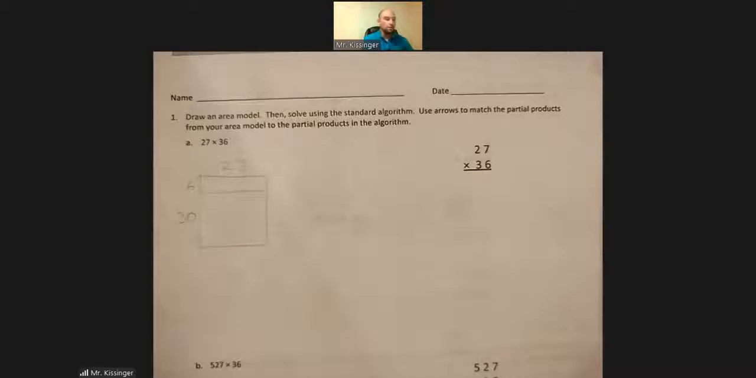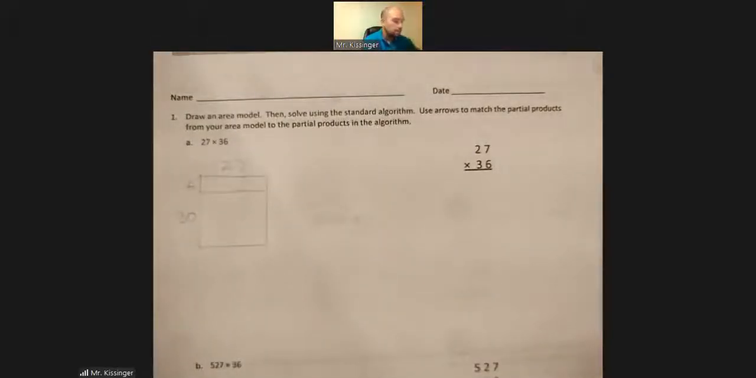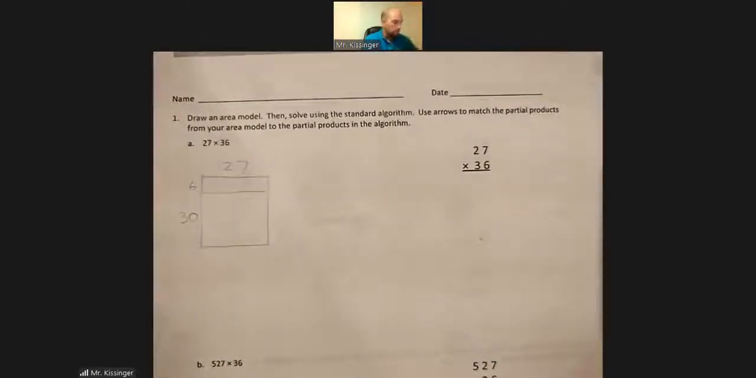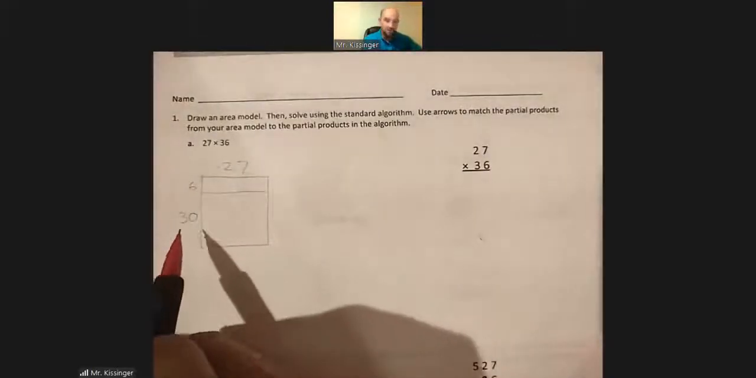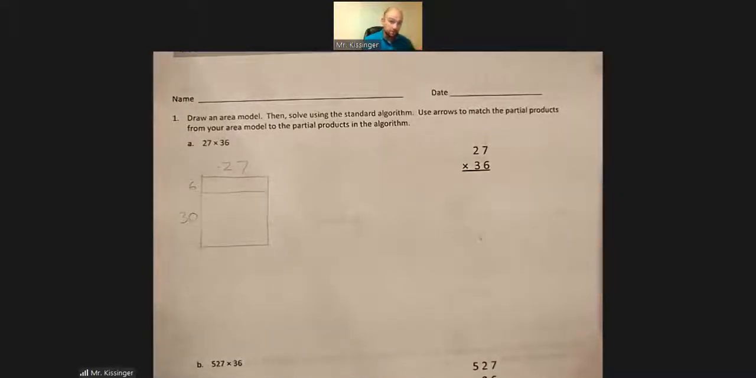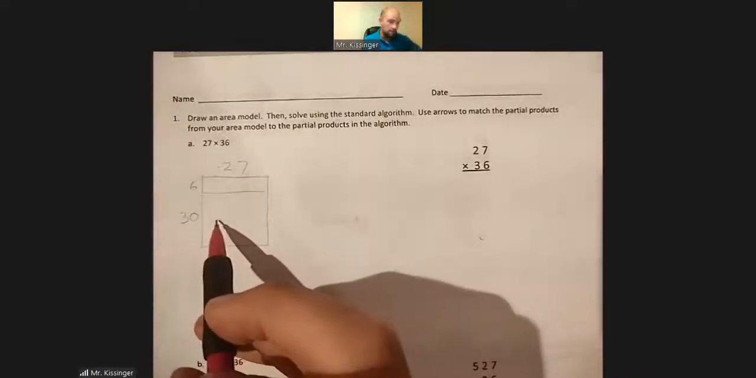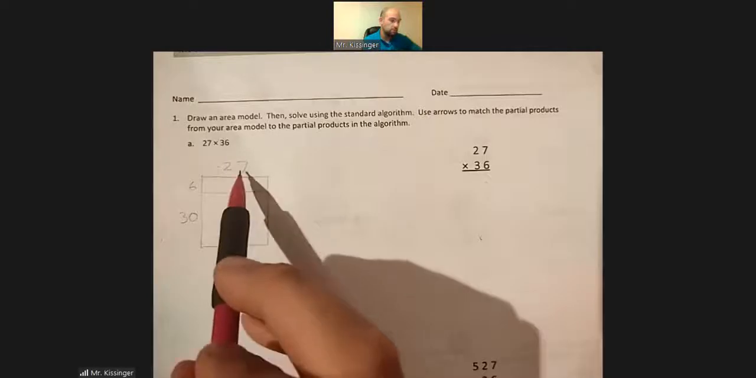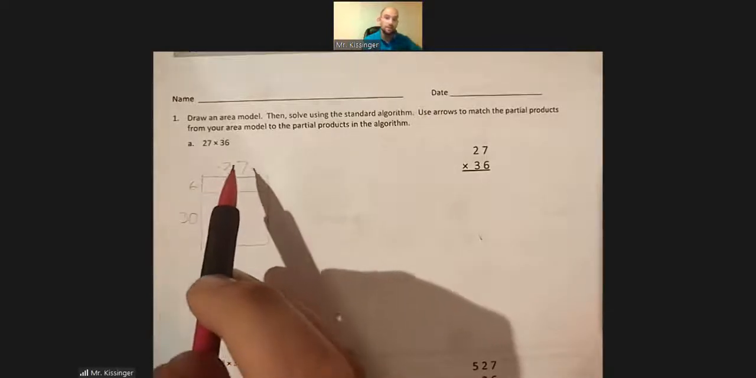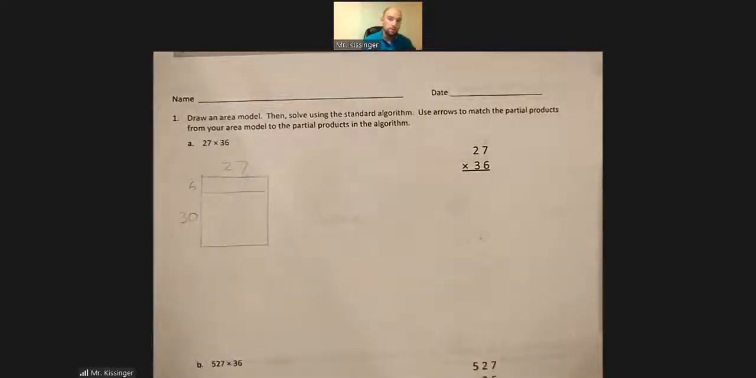So I've gone ahead and drawn a rectangle here for our area model. On the top, this side is 27. And then this side's 36, but I've split it into two smaller rectangles. We have one that is 30 by 27, and then one that is 6 by 27. So we can use those two partial products, add them together, and find our total.